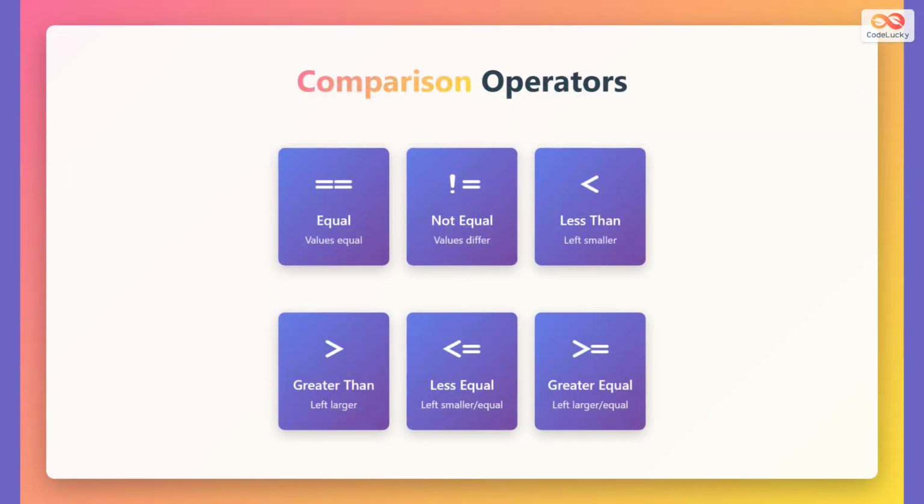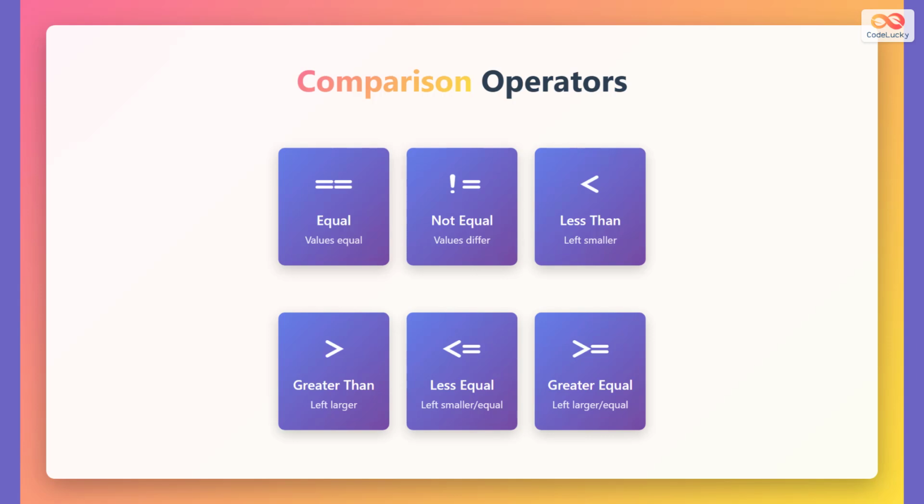Next up are comparison operators. These operators are used to compare two values and return a boolean value, which is either true or false. The equality operator, represented by two equal symbols, checks if two values are equal. The not equal operator, represented by an exclamation point followed by an equals symbol, checks if two values are different.